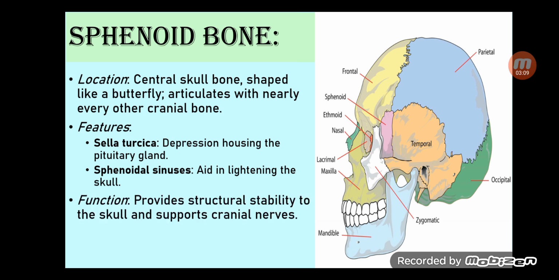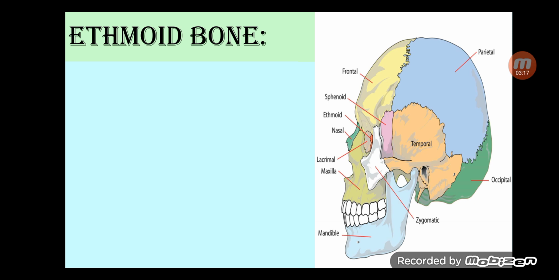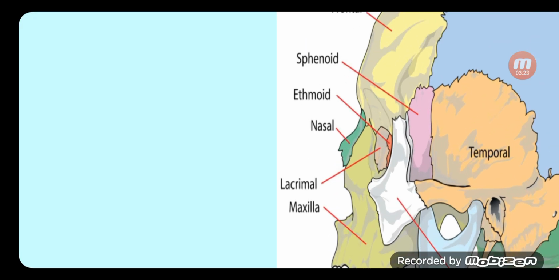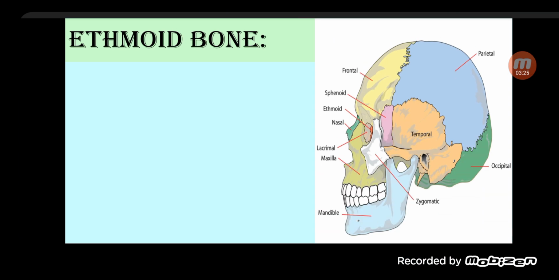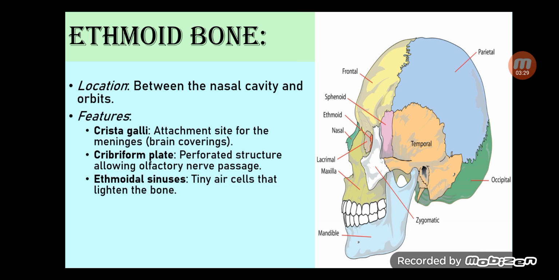Let's talk about the functions of the sphenoid bone. They basically provide structural stability to the skull and support cranial nerves. Then we will talk about the ethmoid bone, that is shown there in red color. You can see, or orange-red color. So the ethmoid bone is located between the nasal cavity and orbit.